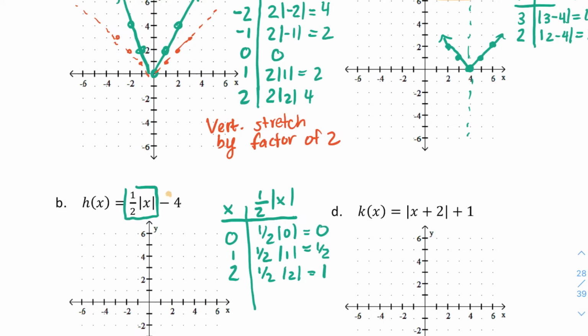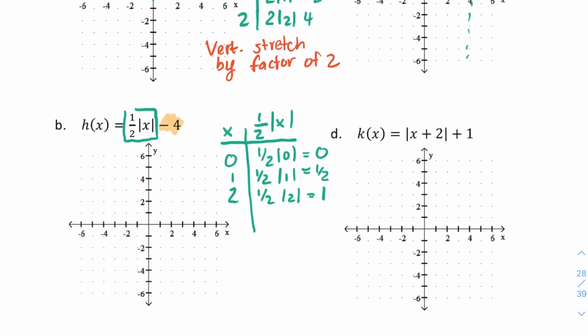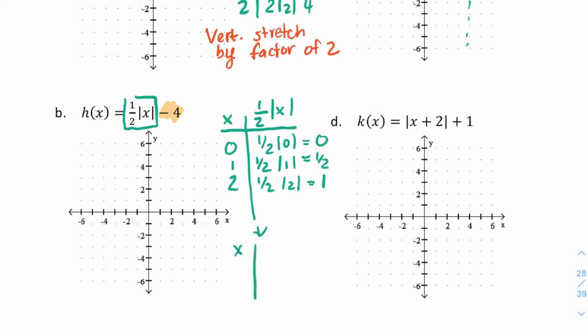And then the minus 4 is going to translate it down 4, which means I'll subtract 4 from all of those 1/2 x y values. So that'll give me at -4, -3.5, and -3. Not moved left or right. And then since it isn't moved left or right, that's my vertex I just plotted there. And then I can reflect across to get the other half.